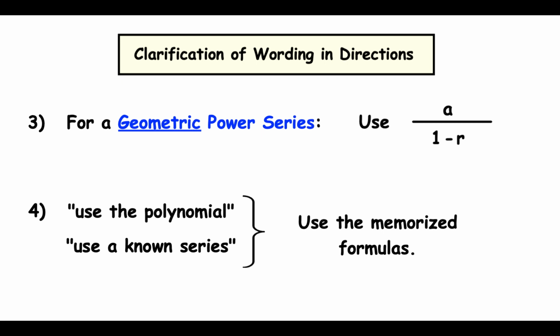And finally, last but not least, here at my number 4, if you see directions that say things like use the polynomial, use a known series or a memorized series, then you can use the memorized formulas. Generally, you're allowed to use them. More often than not, from what I've seen, College Board, if you have sine, cosine, and e to the x memorized, that's what you want. You don't want to build things from scratch. It's not wrong, and it's a huge time saver. So hopefully that clears things up a bit.